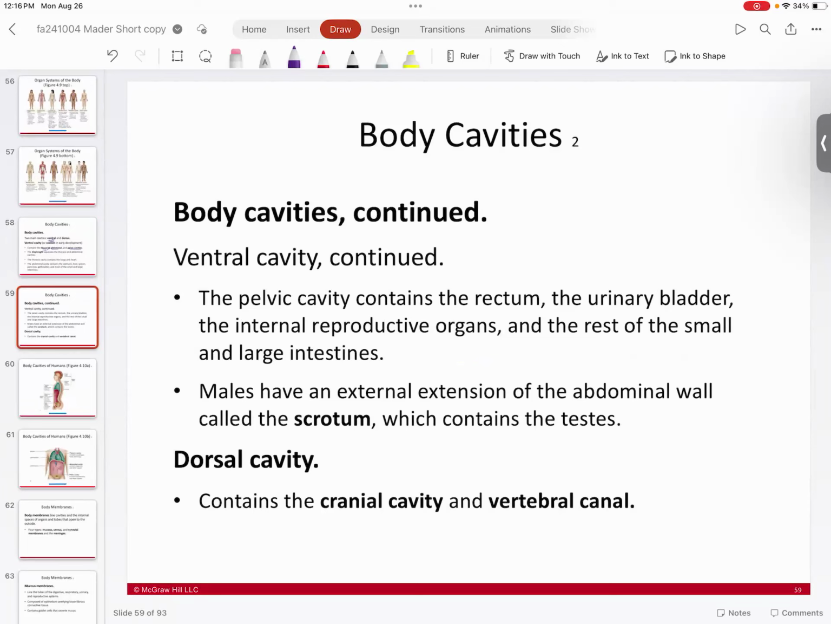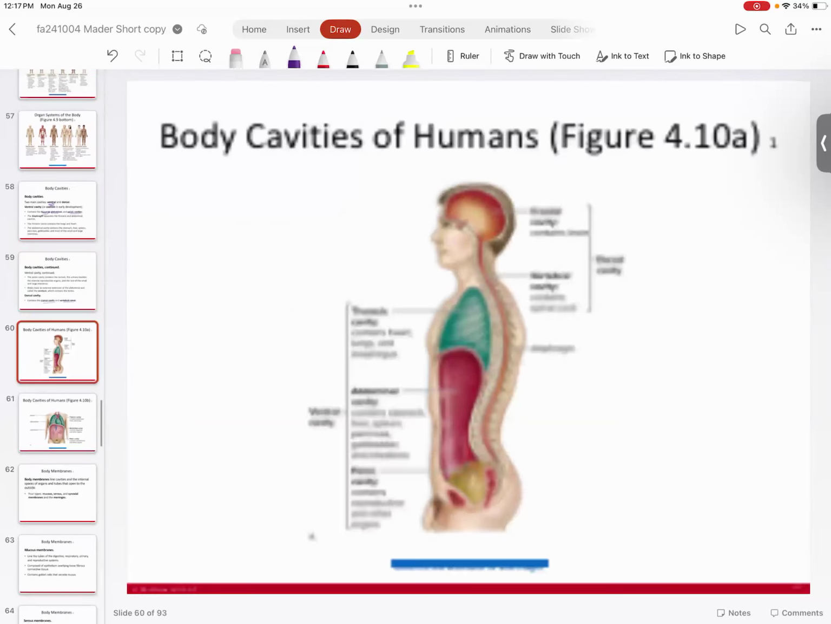So their pelvic cavity, which is just below the abdominal cavity, will then house the lower portion of our bladder and our reproductive organs. And then, of course, on the external side, only males have external. The scrotum will actually house the external portion of the reproductive system, the testes. The dorsal cavity is largely the brain, cranial cavity, and the vertebral canal. And so that's kind of the way we break it down.